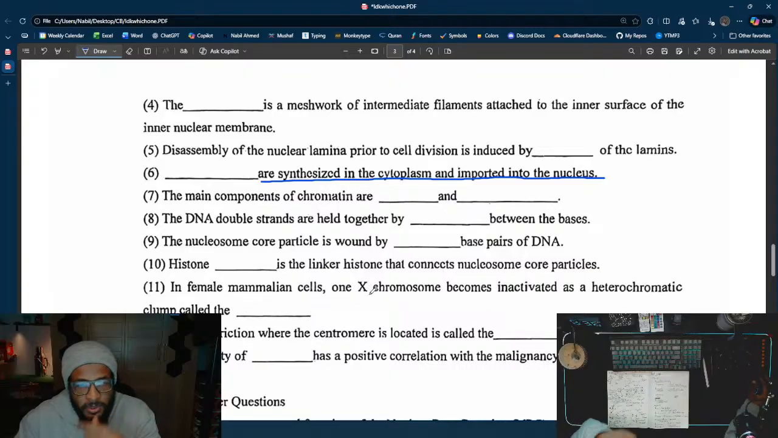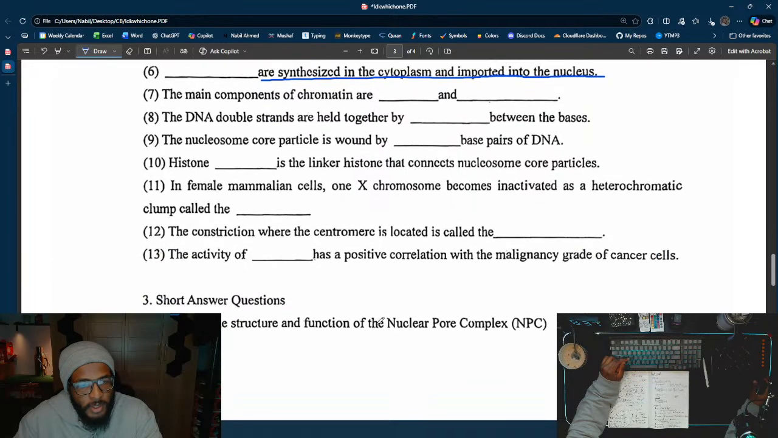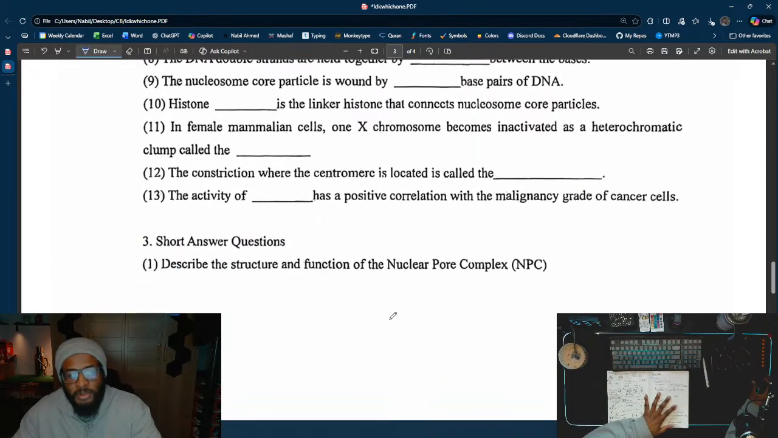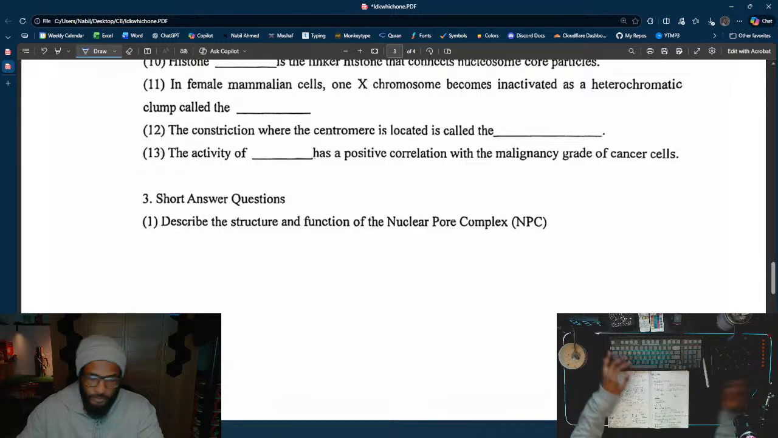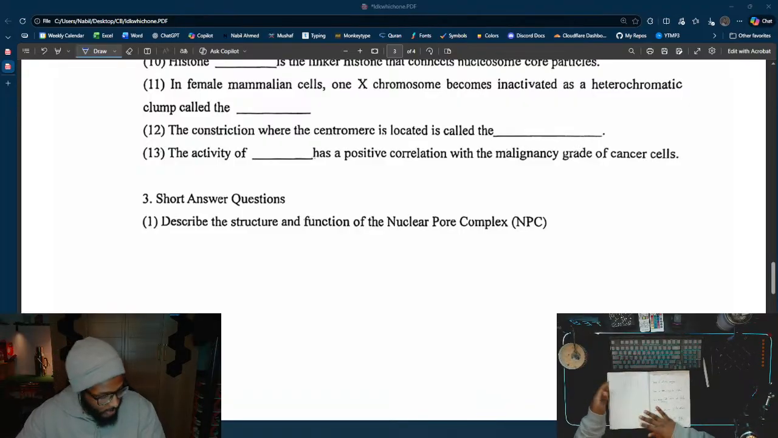In female mammals it is the Barr body. The constriction in the centromere is the primary constriction. The activity of telomerase, and describe the structure of the nuclear pore complex. We can write this down. If you have written questions, I'll just write them down.